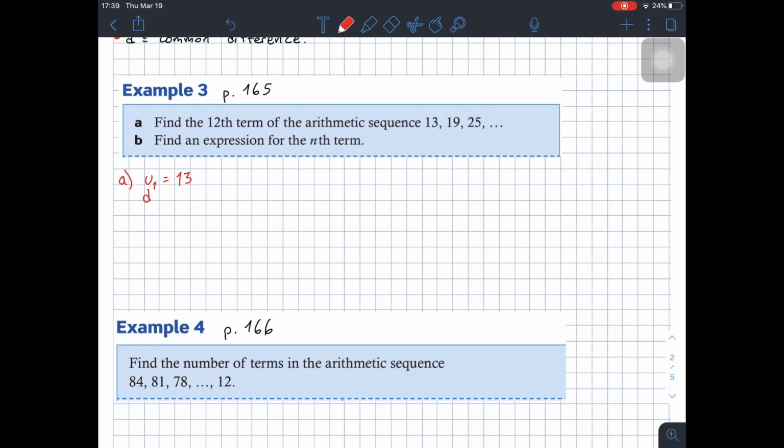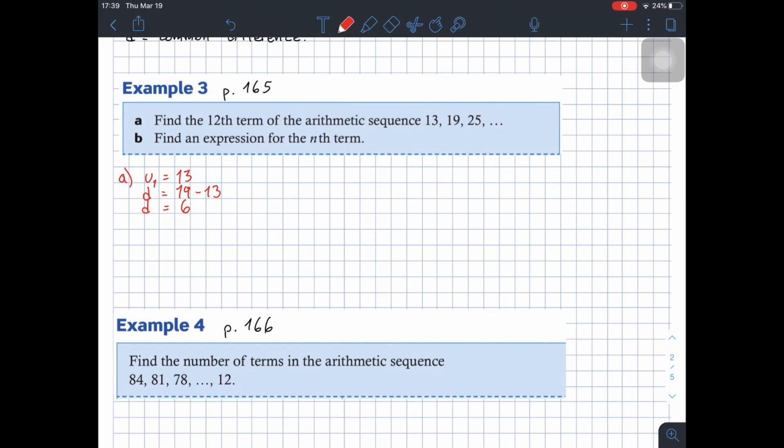And the common difference is calculated by subtracting the second term minus the first term, or the third term minus the second term, however you want. So this is 19 minus 13, which gives us a common difference of 6, right?